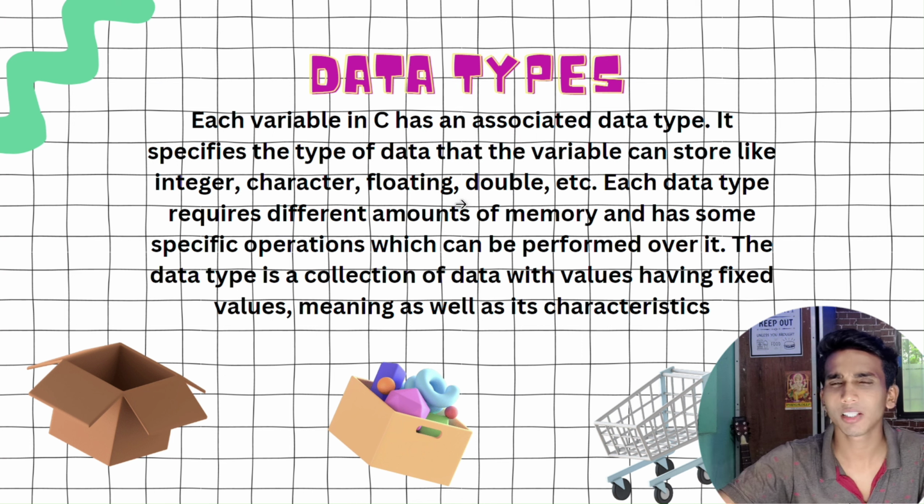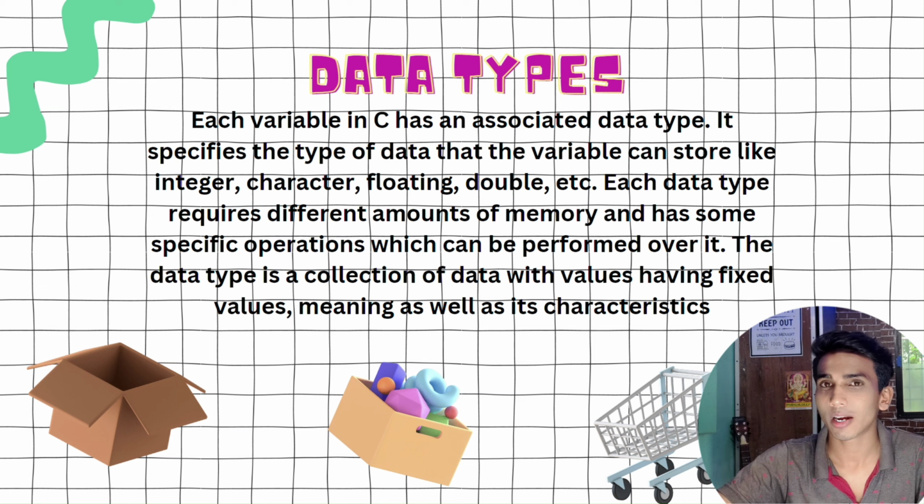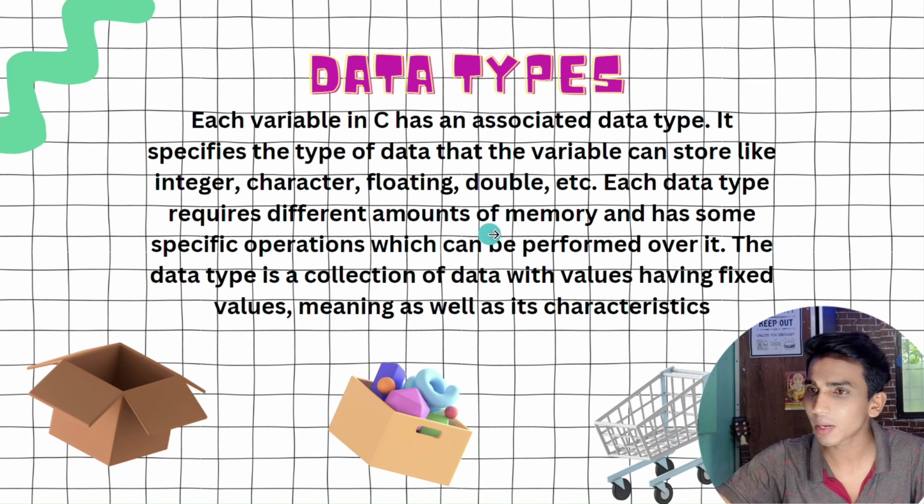But a few are not in C language, as it is a procedural, structured language and also a low-level, assembly-like language. So it has a few limitations: as it can't perform object-oriented programming, it doesn't have boolean types. Whatever, we will discuss it later. Let's understand the concept here. Each data type requires a different amount of memory and has specific operators which can be performed on it. Yeah, exactly, this is the super thing. And the data type is a collection of data with fixed values, meaning as well as its character.